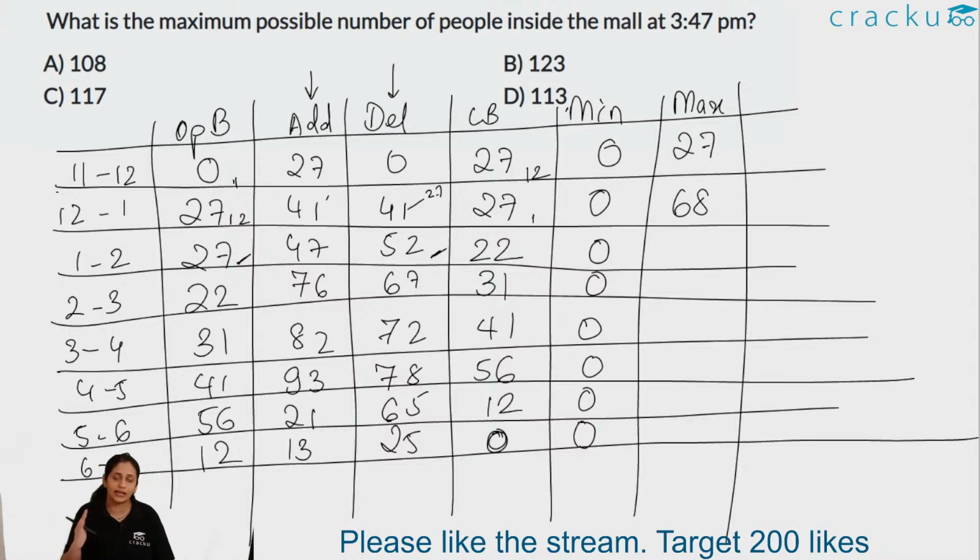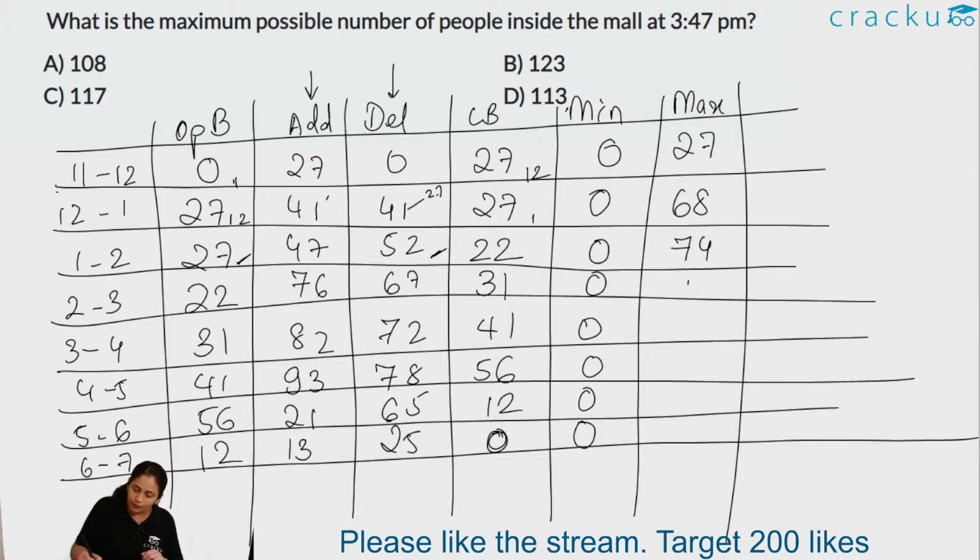Minimum would be 0 at that particular point of time in the mall. Now, what would be the max? Max would be when all the additions come in, join the opening balance, and the deletions occur at the very last minute. So what would be the maximum in this case? This would be 27 plus 47, and that would mean that you have 74 people in the mall. That means that none of the deletions have happened, none of the people have left, but all have entered. So in that case, the maximum number would be 27 plus 47, that is 74.